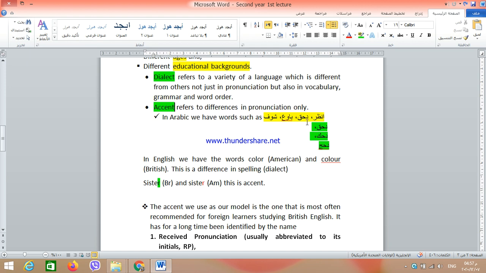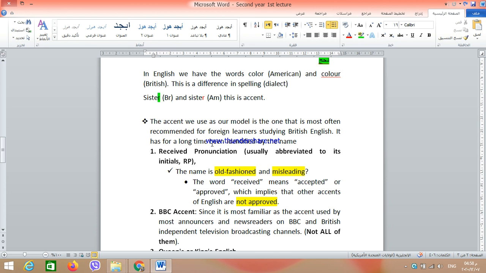But when we take one of these words and we say we have دحق, دحج, دحج, these are three forms of the same word, and the difference is only in the pronunciation. It is the same word, but the difference is only in pronunciation. This is accentual difference. This is dealt with under the term accent.